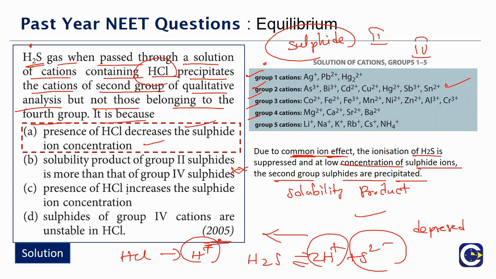Option C is what? Presence of HCl increases the sulfide ion concentration. No, because of the common ion effect, it is going to decrease the sulfide ion concentration. Here, what is the common ion? H plus ions are the common ions. Option D is saying what? Sulfides of group 4 cations are unstable in HCl. No, this is not about the stability. This is about where we will form the precipitate. So the correct answer for this is option A.